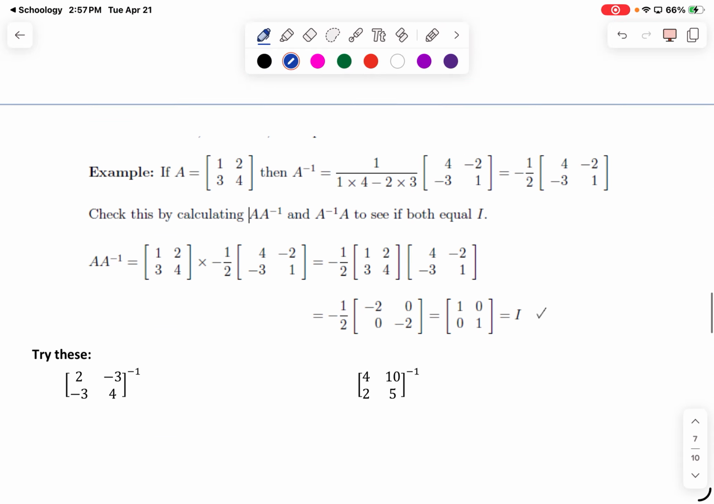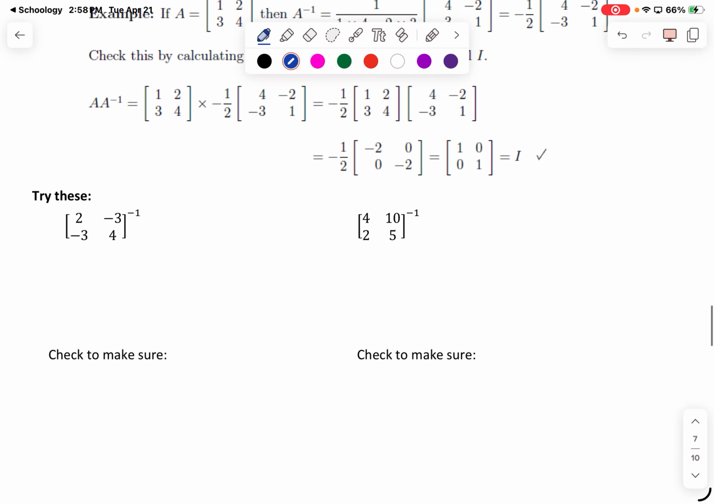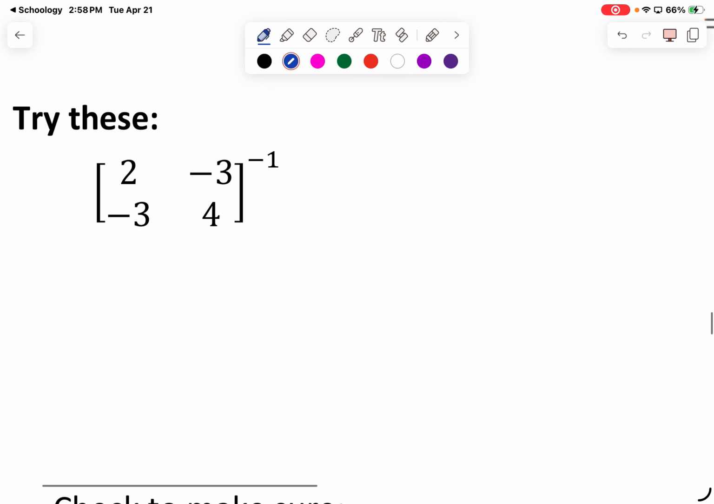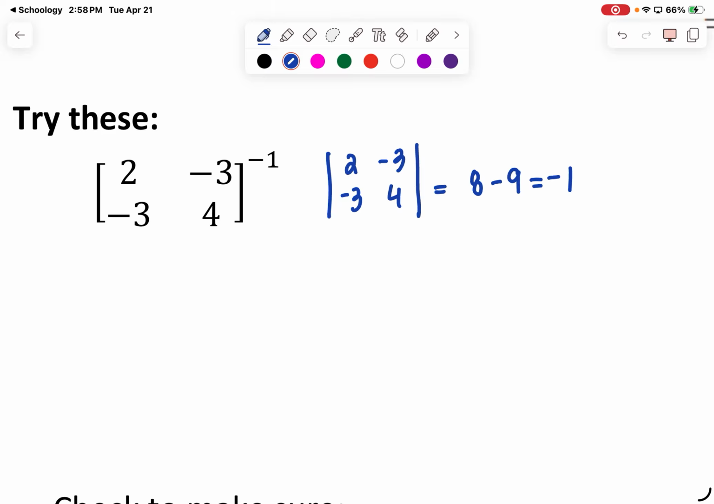All right, so let's go down to these two to try. I know I'm going all over the place, but I just wanna circle back here. All right, so this says find the inverse of this matrix, okay? So first thing you wanna do is find the determinant, okay? So find the determinant of this matrix, 2, -3, -3, 4. You're gonna multiply 2 times 4, which is 8, and you're gonna subtract -3 times -3, which is 9. You get the determinant as -1.